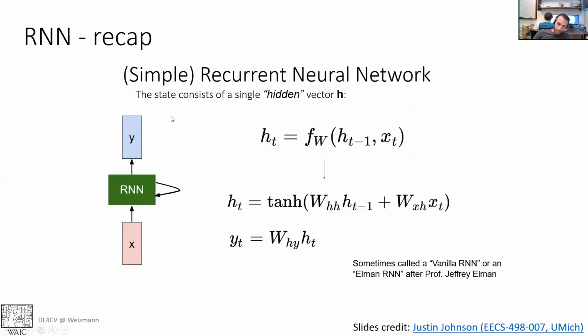So to recap on the simple RNNs, remember that the RNN calculates a hidden state based on a function of the previous hidden state and the current input. And specifically when that function takes the form of the weight matrices multiplied by the previous hidden state and the current input, and then passed through a tanh, we term this the simple RNN or vanilla RNN.